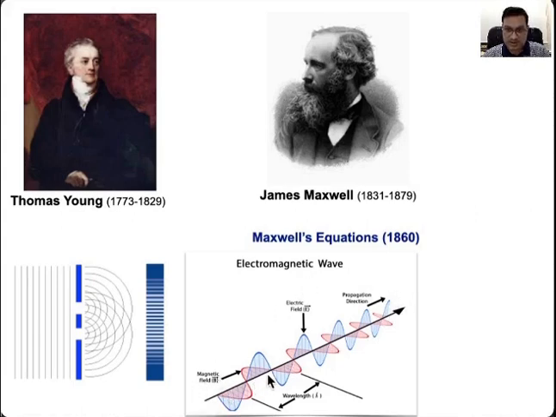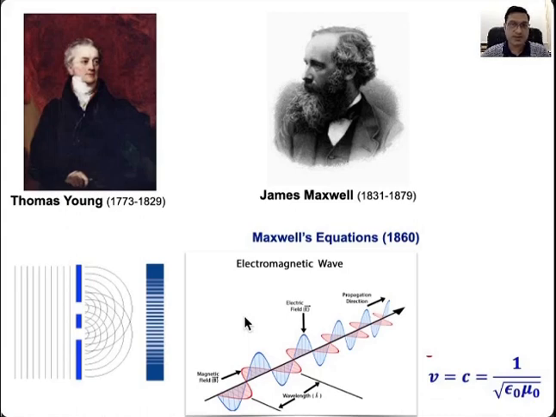So if you see this, this is the direction of your propagation, and the electric field is oscillating perpendicular to the direction of motion, as well as the magnetic field is oscillating perpendicular to the direction of motion. So electric field, magnetic field, and direction of propagation are mutually orthogonal to each other, and this is the concept of the electromagnetic wave. And when he computed the speed of this electromagnetic wave, he found that the speed of electromagnetic wave matches with the speed of light.